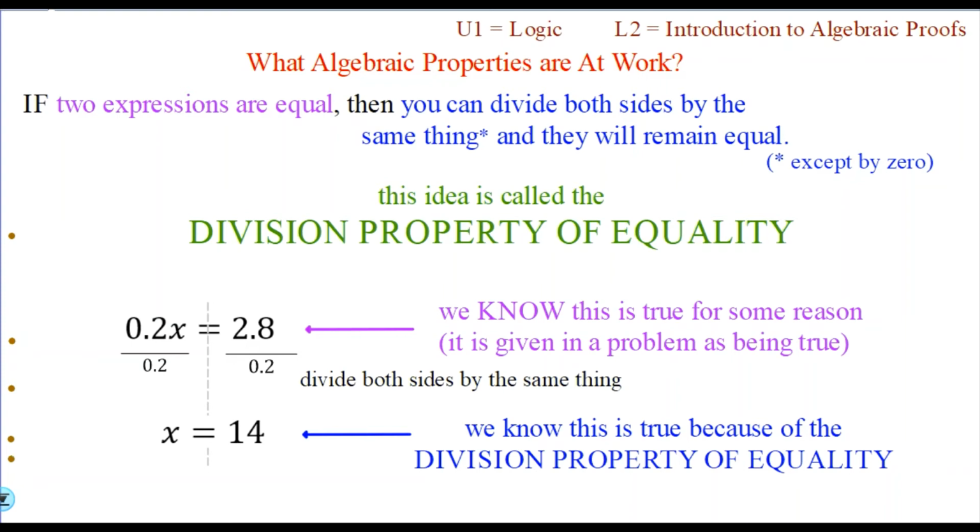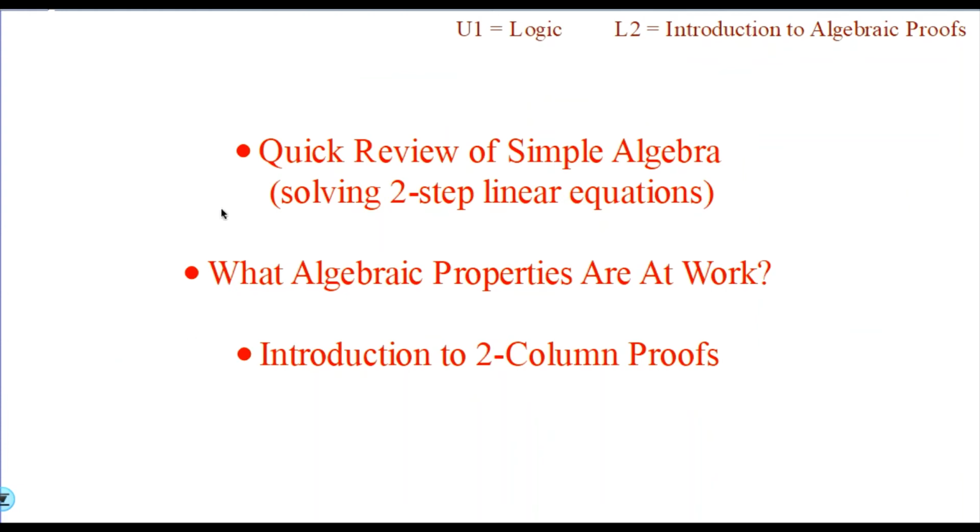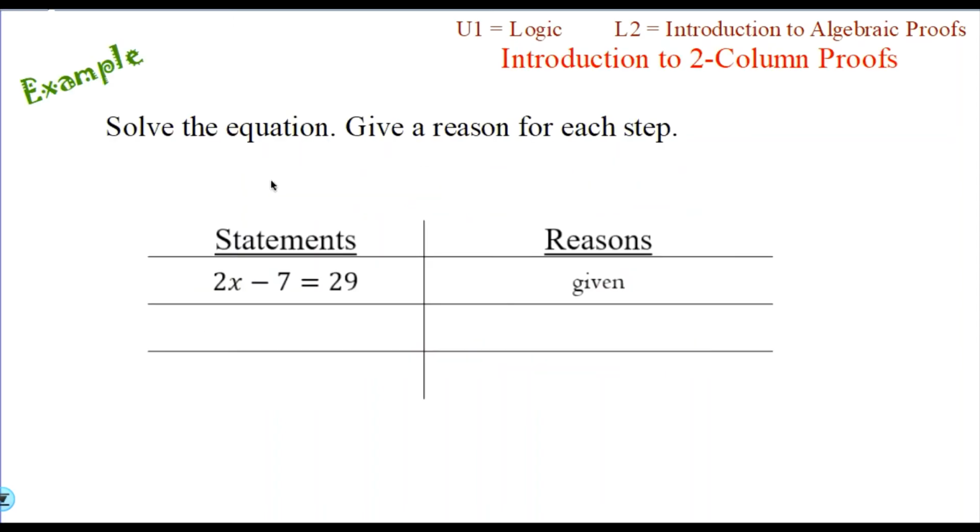So those are the properties of equality you really have to know right now. Here, I did a quick review of simple algebra, and those are the properties we're going to be working with right now. So now I want to do a quick introduction to 2-column proofs. And they're going to look a lot like what we were just doing. Here we have 2 columns. One column has a bunch of statements in it. And again, these are algebraic statements. We're doing algebraic proofs. The second column has the reasons why we know the statements in the first column are true. So 2x minus 7 equals 29. We're given that problem.